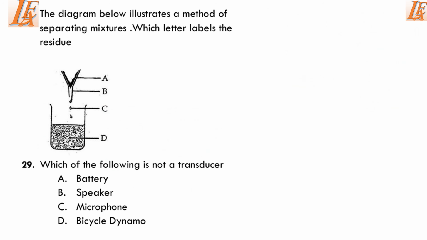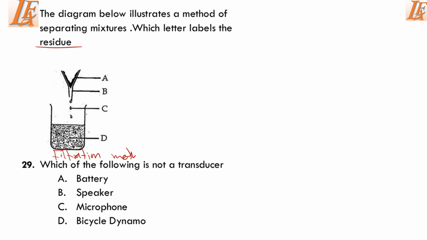Question 28. The diagram below illustrates a method of separating mixtures. Which letter labels a residue? So in this case, we are required to identify the letters A, B, C, and D, the one which labels a residue. But before that, let's first find out the method of separation that we have here. This is what we call a filtration. This is a filtration method.